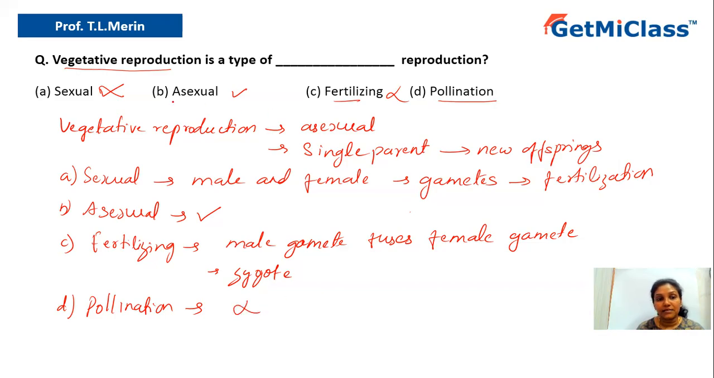So the correct answer is asexual reproduction. What does the question say? It says vegetative reproduction is a type of dash reproduction, that is, asexual reproduction. So let us conclude. What is the final answer? The final answer is option B, that is asexual reproduction, or you can just say asexual because that is what is given in the question.